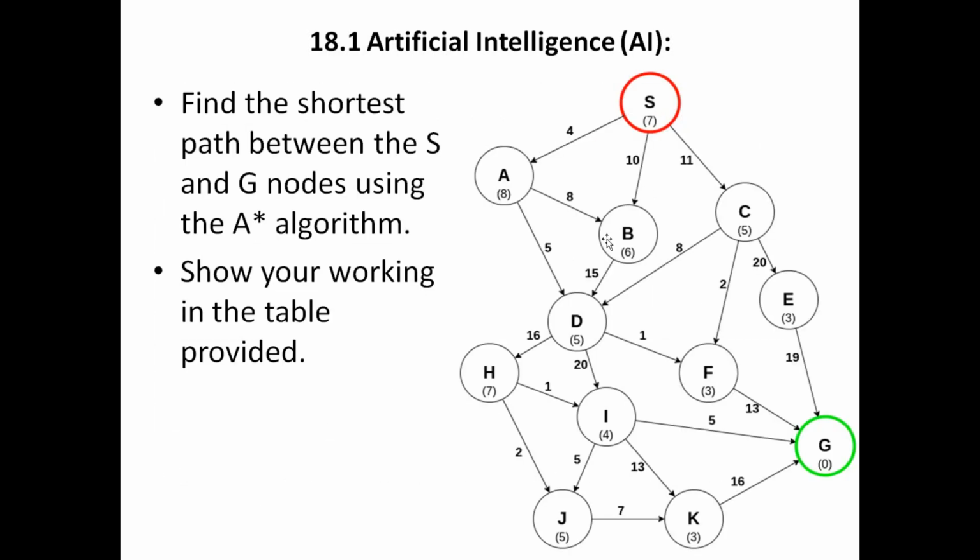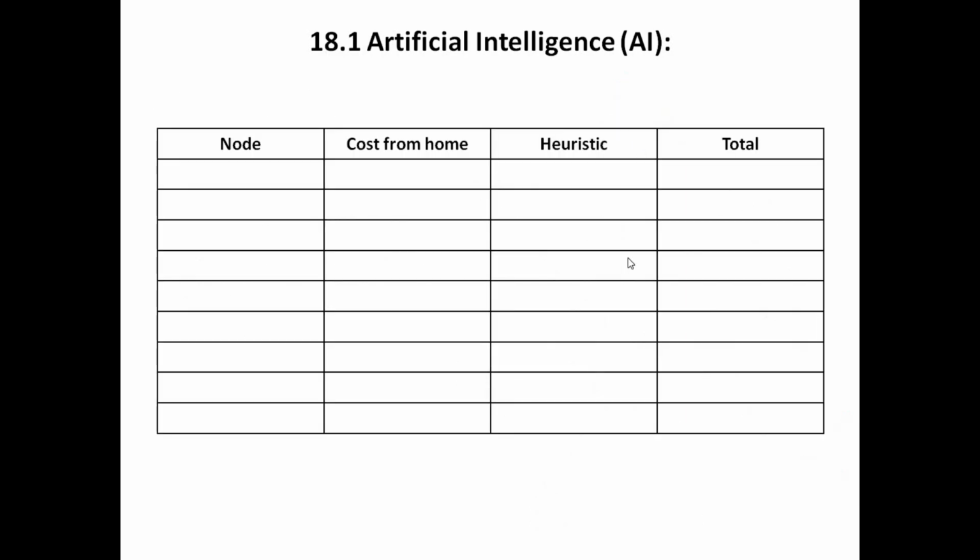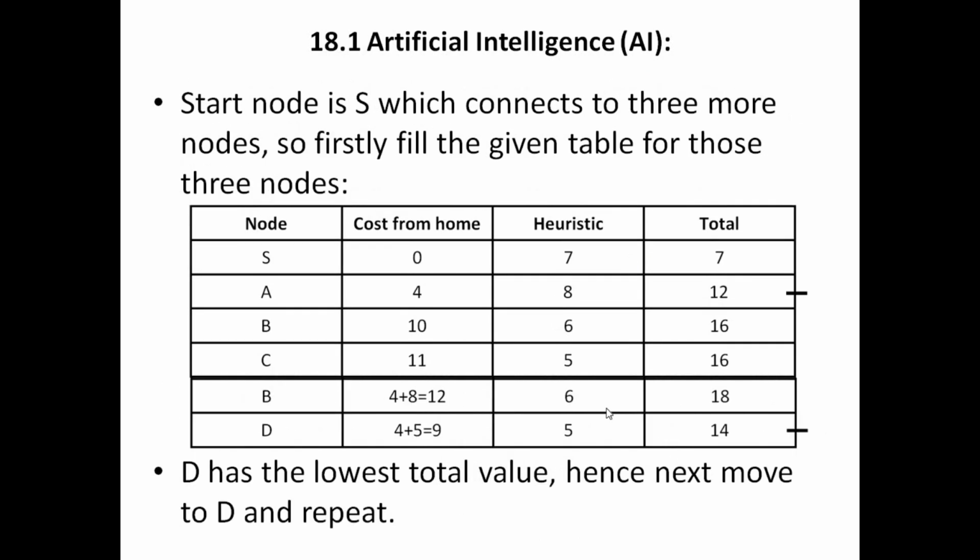So for reaching B from S, you'll be needing 4 of this and 8 of this. And then the heuristic for this will be 6. So 4 plus 8, 12 will be the cost from home and 6 will be the heuristic. We'll record it in our table. 18 will be the total.